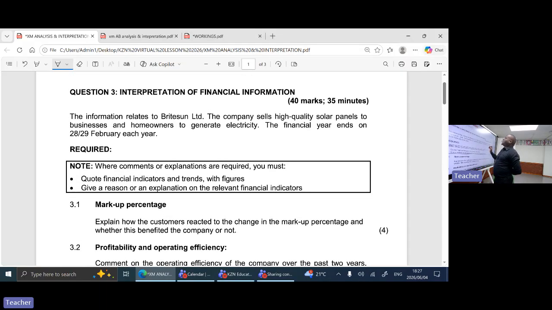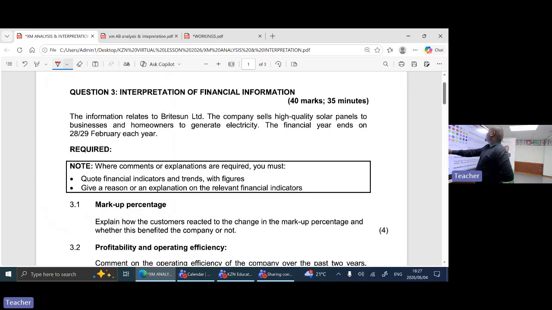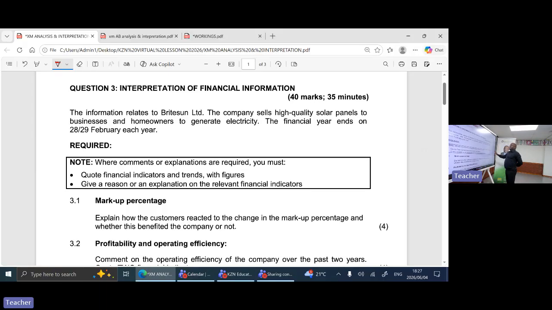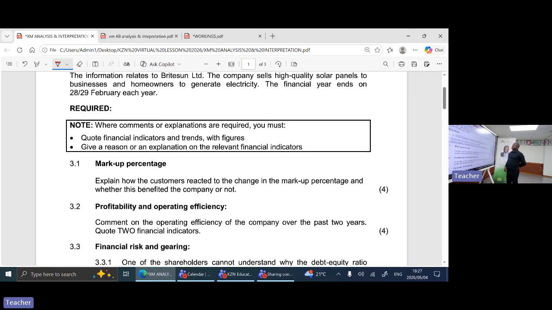When I'm doing this question paper here. Now, again, it says interpretation of financial statements. Interpretation of financial information, not statements. The information relates to Bright Sun Limited. The company sells high quality solar panels to businesses and to homeowners. 28 or 29 February, understanding. If we have a leap year, we are paid go 29 February.